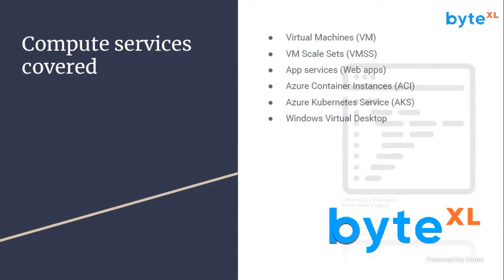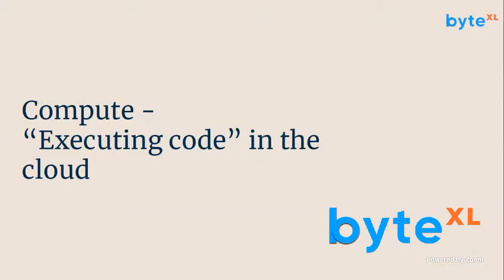So let's understand the computing services. The first is Azure Virtual Machine. We'll understand what an Azure virtual machine is in a deep dive, and also virtual machine scale set, App Service, container instance, Kubernetes service, and virtual desktop. So let's go ahead and try to understand each of them in depth.